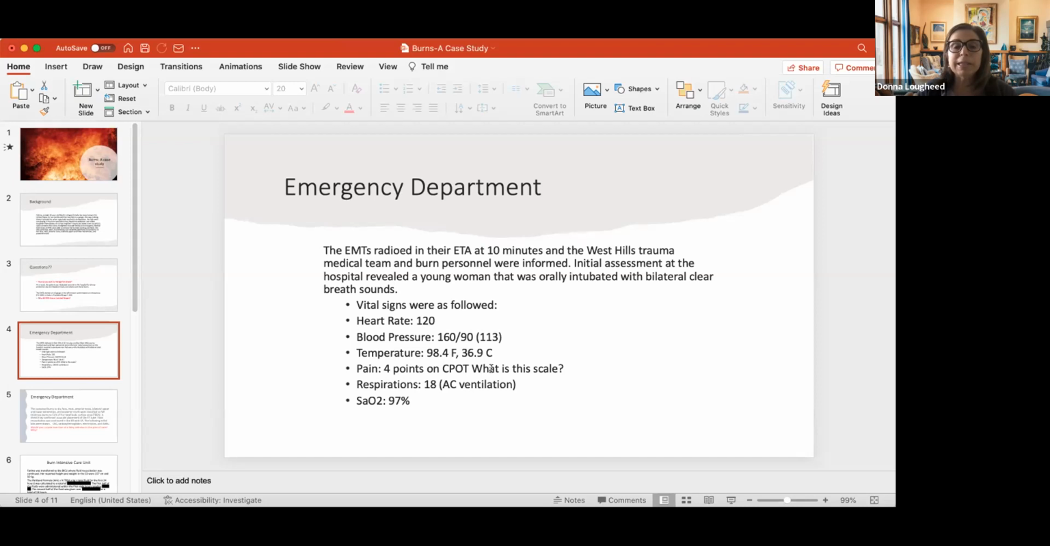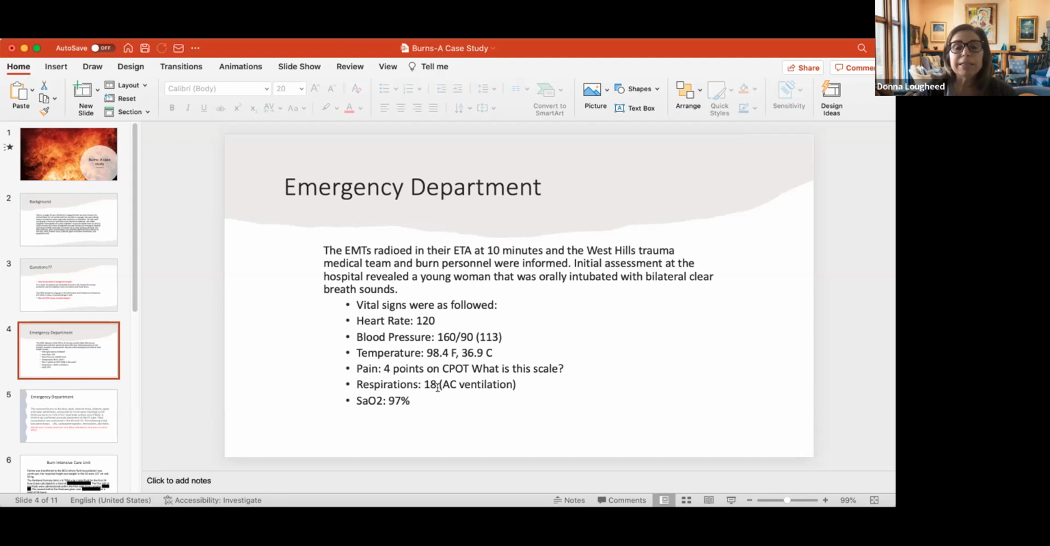The CPOT, does anyone know what that scale is? It's a behavioral scale that you would use on someone who's intubated. And when I say intubated, this patient has also been paralyzed and medicated. So she's not able to tell you what her pain is. So they look at behavior. And you may have seen it on a surgical floor or on 3D, where they're intubated, they would use this scale.